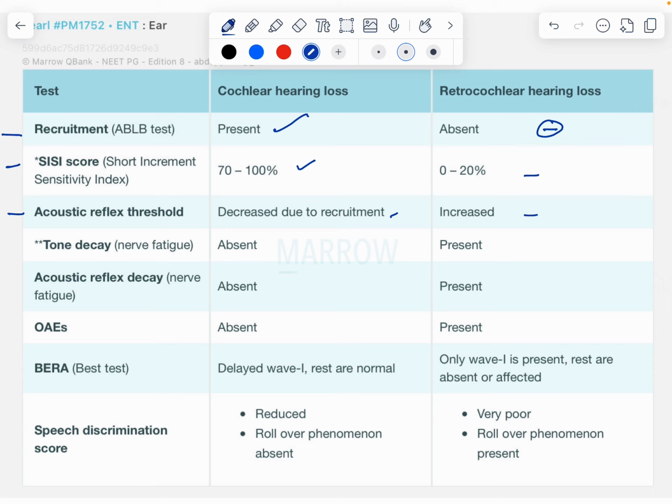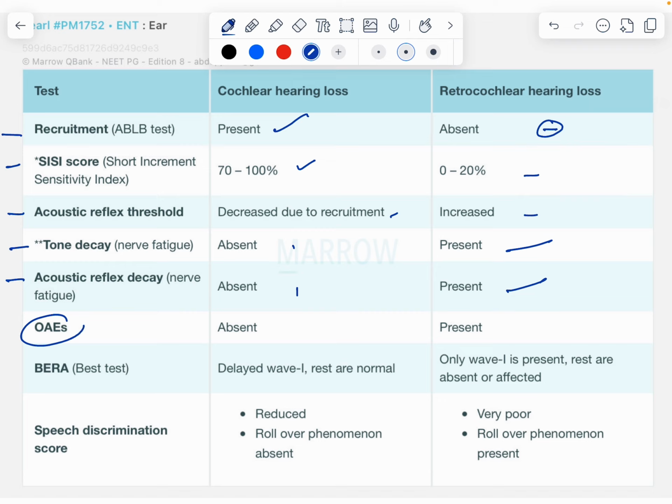Next, tone decay and acoustic reflex decay. Both are a function of nerve fatigue. Both are dependent on nerve fatigue. So nerve fatigue is observed in retrocochlear hearing loss. It is seen in retrocochlear hearing loss, not in cochlear hearing loss.